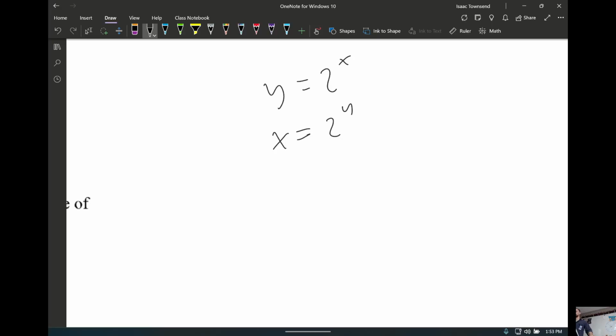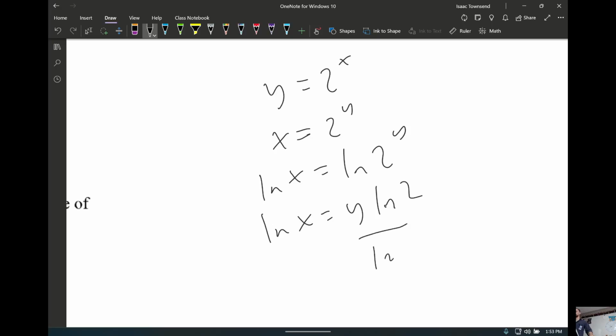We haven't done this much with logarithms yet, but you could take the natural log of both sides. This property lets me bring this down out front, and then I could divide both sides by the natural log of 2. Now this doesn't look like that, but if you know change of base, these are the same things. Are you familiar with change of base? Yeah, that's just a different way to say log of this with that base.